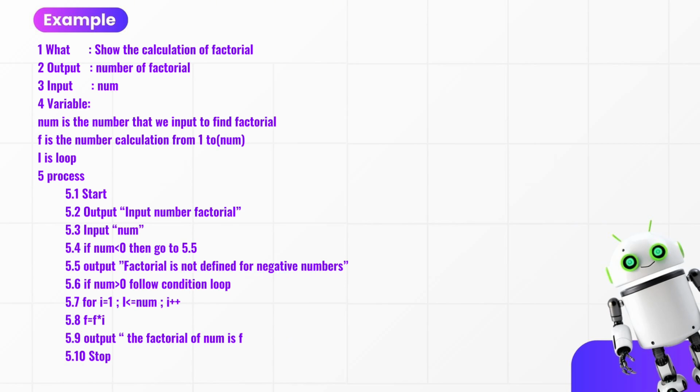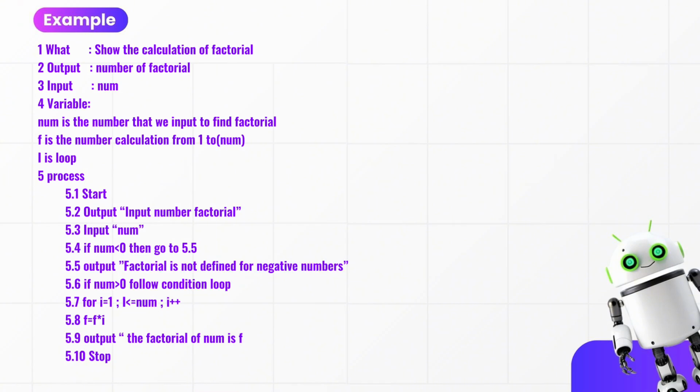It means i is smaller than or equal to num. Num is the number the user inputs for calculating factorial. Number 5.8, f equal f multiply i. Number 5.9, output. Output the factorial of num is f. And finally 5.10, stop. Okay, let's see a simple flowchart for calculating factorial.